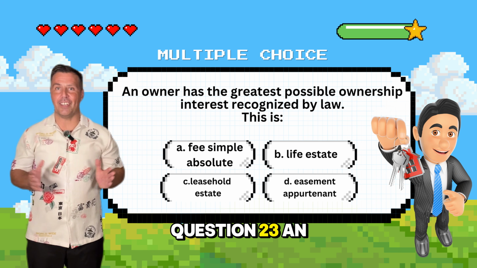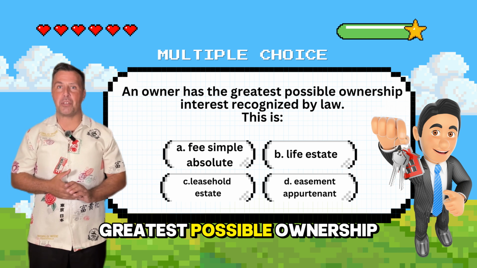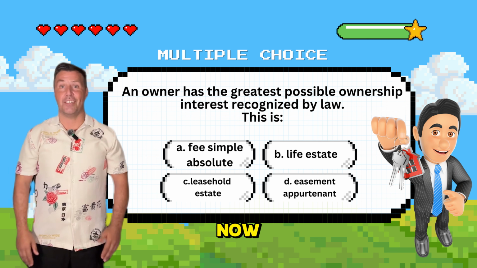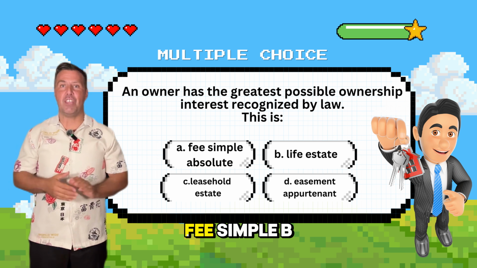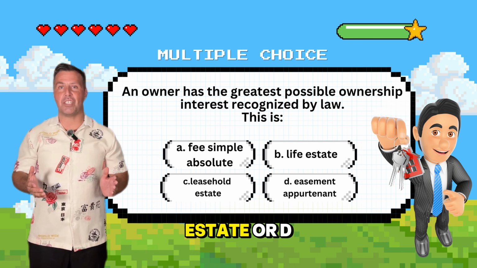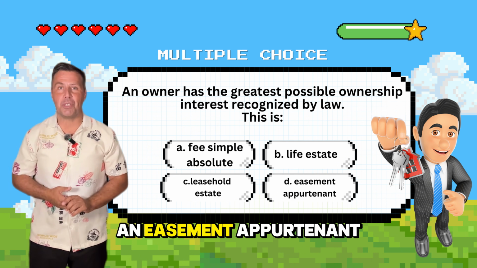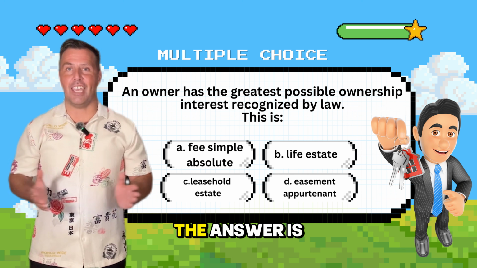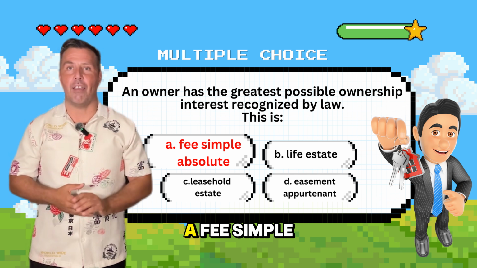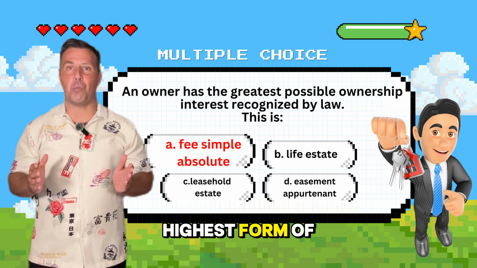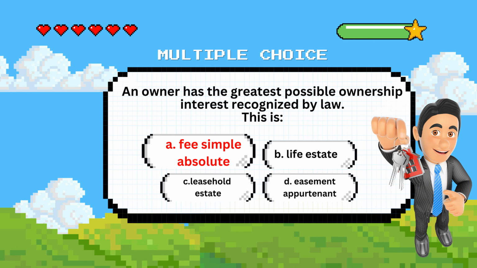Question 23. An owner has the greatest possible ownership interest recognized by law. Now this is A. Fee simple, B. A life estate, C. A leasehold estate, or D. An easement opportunity. The answer is A. Fee simple absolute. This is the highest form of private ownership.